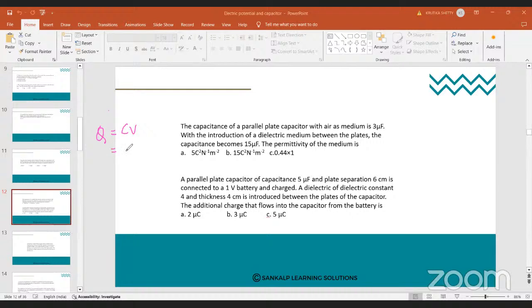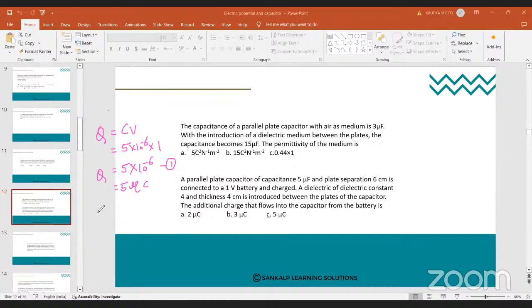So here the C value is given, that is 5 micro. Micro means 10 to the power of minus 6, and the potential is given as 1 volt. Therefore it is nothing but 5 into 10 raised to minus 6. This I'll write as equation 1. That is nothing but 5 microcoulomb, step 1.